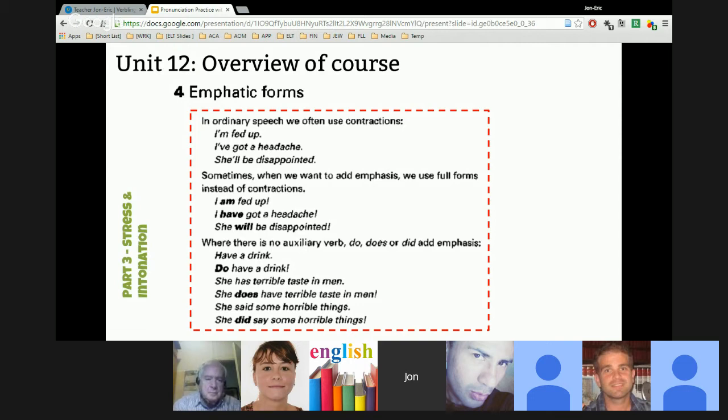Okay. And over the binary shape, we often use contractions. Good. Contractions. Contractions. Good. So, ordinary means everyday, normal situations, everyday speech. Okay? And let's look at the examples. Could you read the 3 examples for us? The 3 examples?